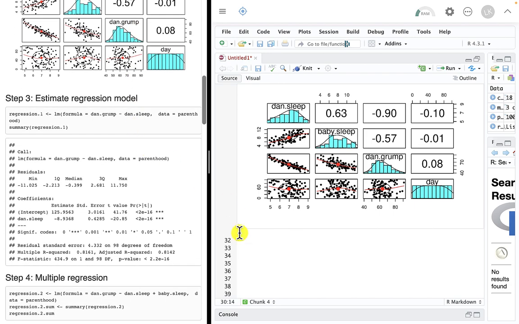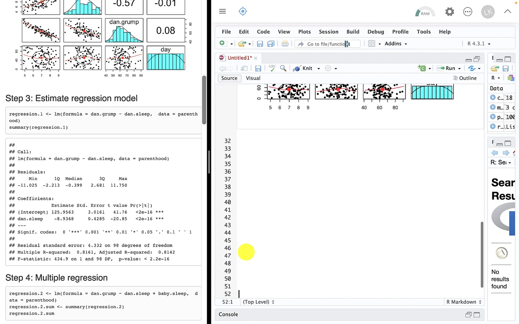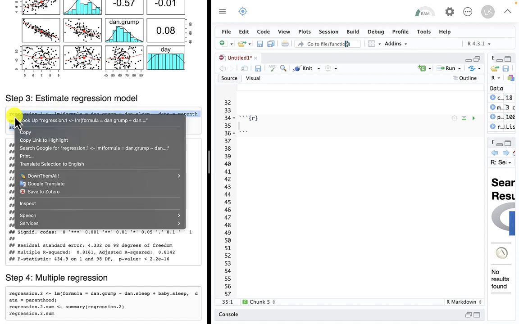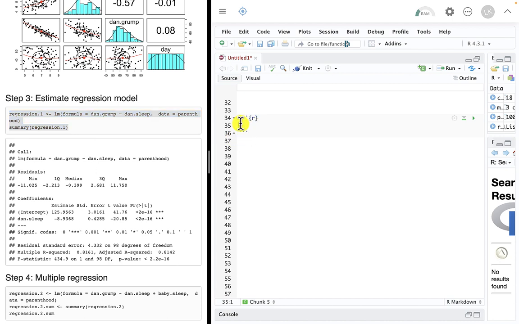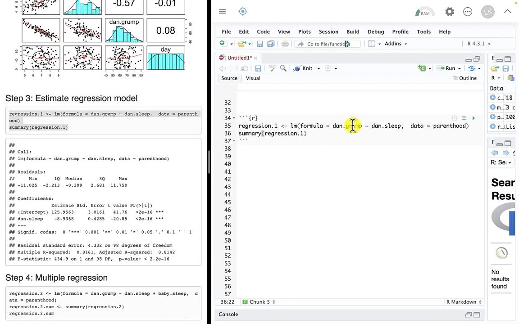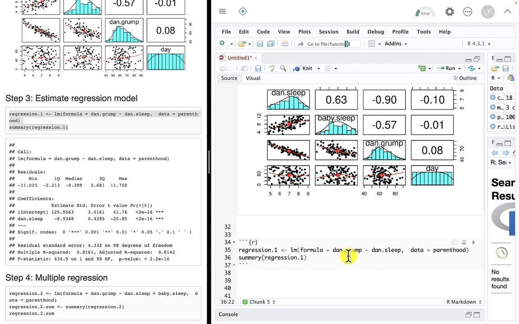So the next thing we're gonna do, all right, is we finally now get to estimate the model. So let's talk a little bit about what actually we're doing. So linear regression, or a linear model, is essentially something we call ordinary least squares. It's by method of ordinary least squares. All right, and so what we're going to do is we're going to try to find the line that goes through. So in this case, we've got Dan.grump and Dan.sleep. All right, so we're going to explain Dan.grump using Dan.sleep.